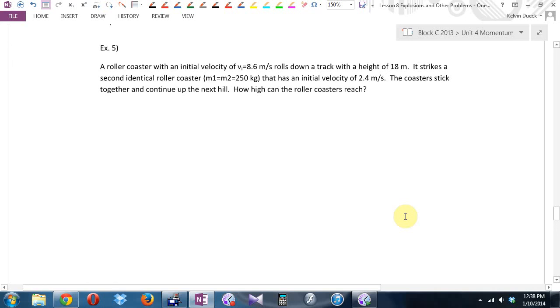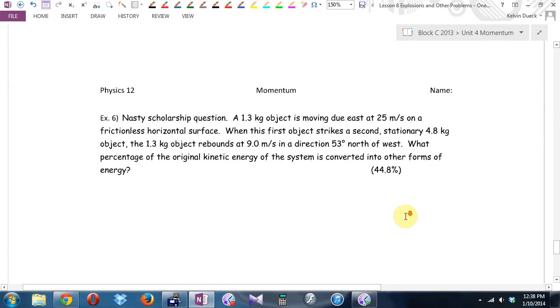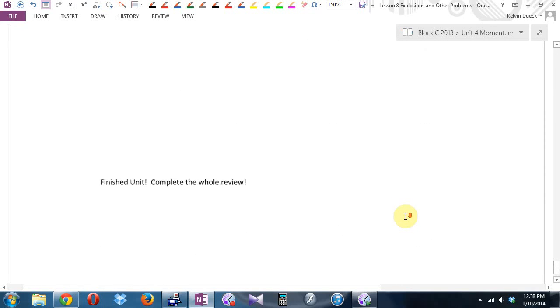Example 5 we did last day. We did a question where there was a roller coaster colliding. There is a roller coaster with an initial velocity rolling down a height, change in height, that's a job for energy. Wham, they collide, change in speed, that's a job for momentum because there was a collision. Rolling up the next hill, that's a job for conservation of energy. I'm not going to bother doing it. Nasty scholarship question, I'm not going to bother doing.